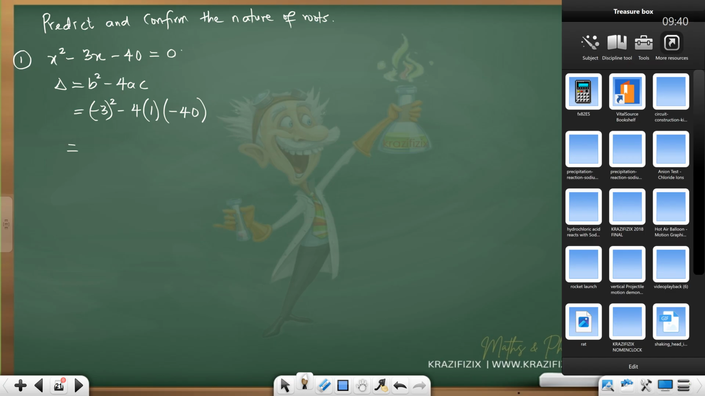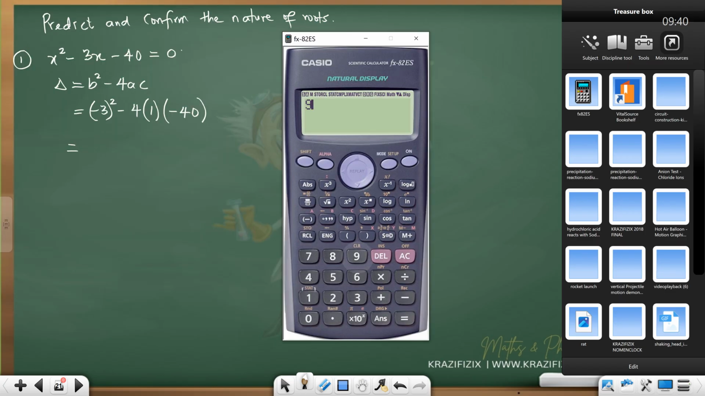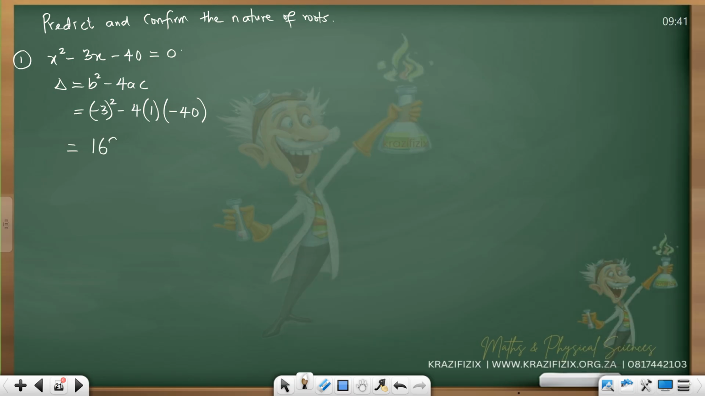196, I think. So that's 9 plus 160. Yeah. Oh, 169. Sorry. 169. Okay. What can you tell me about this number? Look at 169. Let's observe 169. Number one, that 169 is greater than 0, which means my roots are real. And number two, they are unequal.